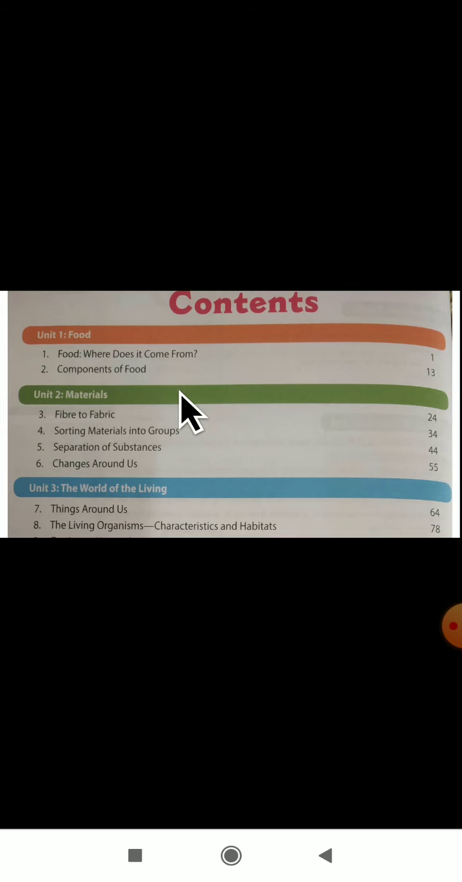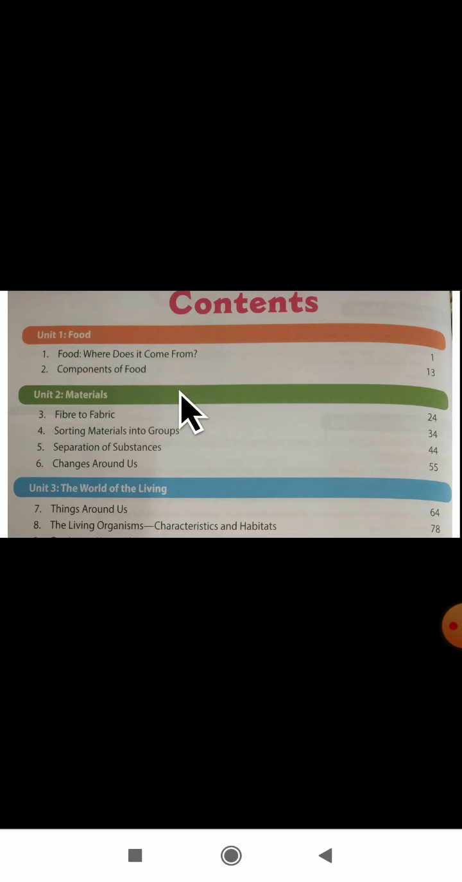And the next lesson is the components of food. As you have already studied in your previous class, the nutrients. There are totally 7 essential nutrients present in our food. About those 7 nutrients we will study in detail in the components of food.